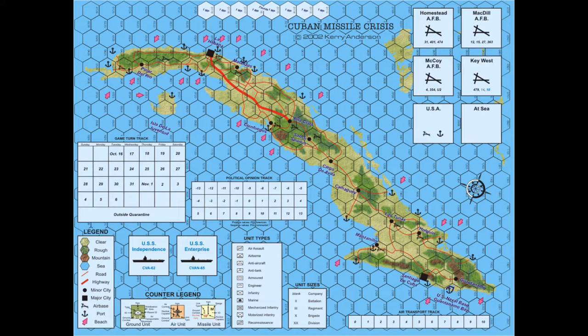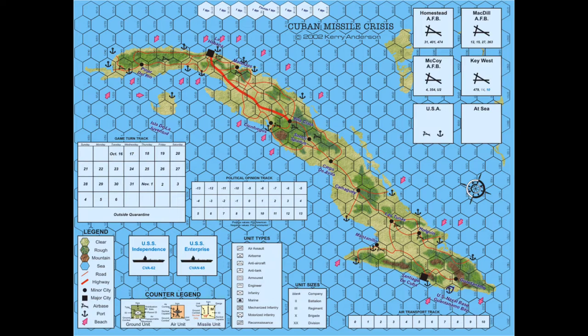In the top right-hand corner, you've got four airfields that are in Florida and thereabouts, an at-sea box, and a general port indicator for the U.S. At the top of the map, you've got additional movement points that must be paid for from Key West for helicopter units that would be flying in from Key West to land in Cuba. On the left, in the middle, you've got a game-turn track, which is dated. This is where the convoys are going to go through. In the middle, you've got a political opinion track, which goes from minus 13 to plus 13. It's for the different political targets that the Russians and Americans will be appealing to. Below that, you've got two aircraft carriers, which hold air units. You've got the map legend on the bottom left.